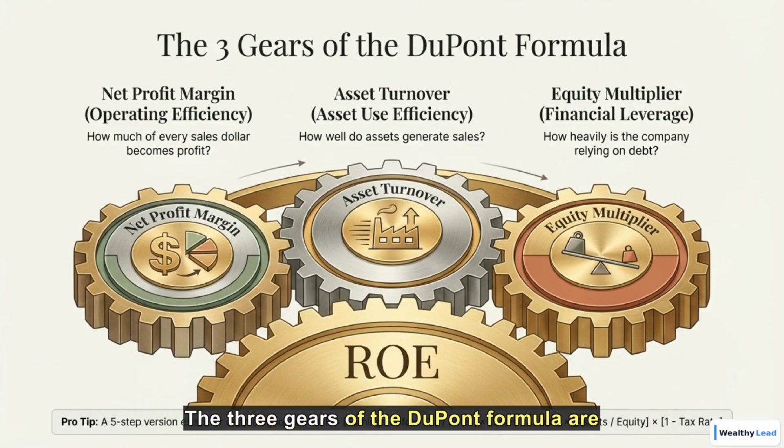The three gears of the DuPont formula are net profit margin, which is operating efficiency, asset turnover, or asset use efficiency, and equity multiplier, which measures financial leverage or how heavily the company relies on debt.